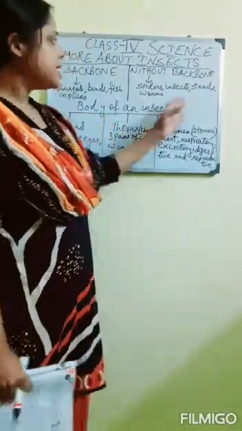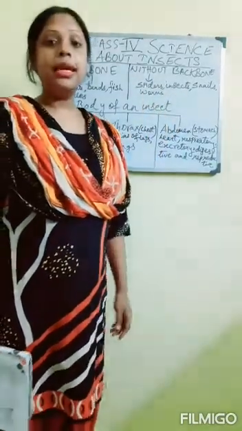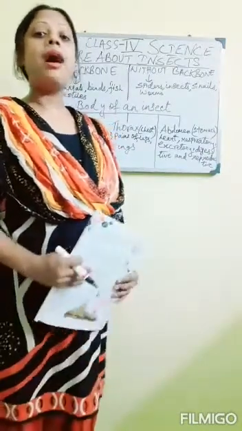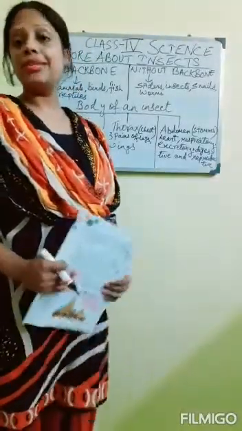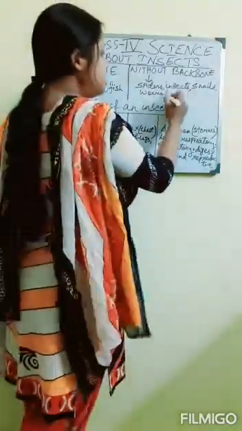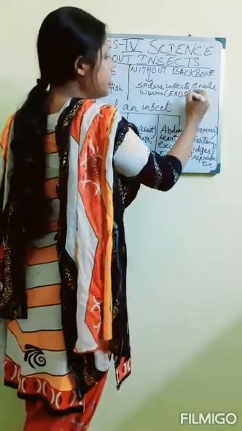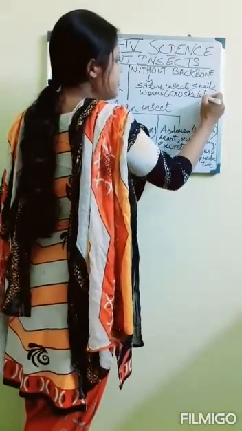Now, these animals like insects, spiders, snails, they do not have a backbone, but they have a hard outer covering that is called exoskeleton. So what do they have? They have a hard outer covering that is exoskeleton.